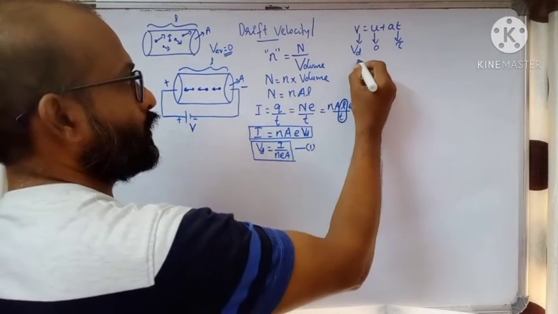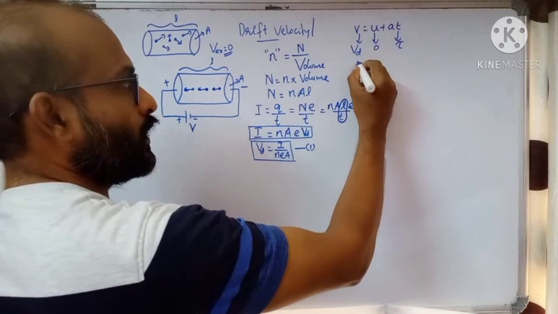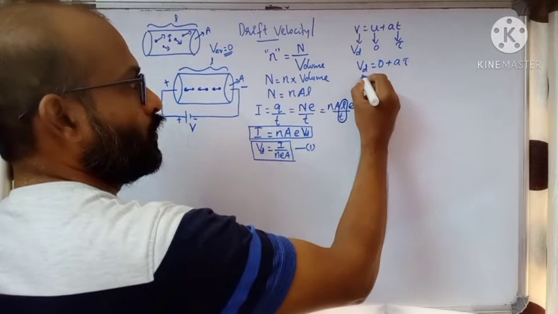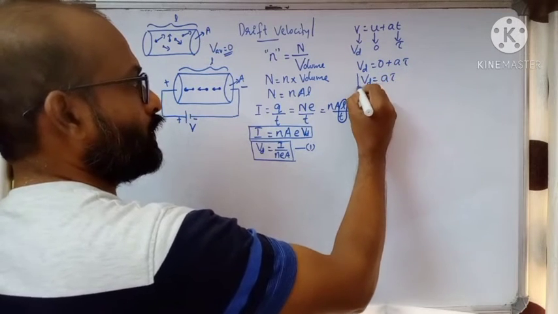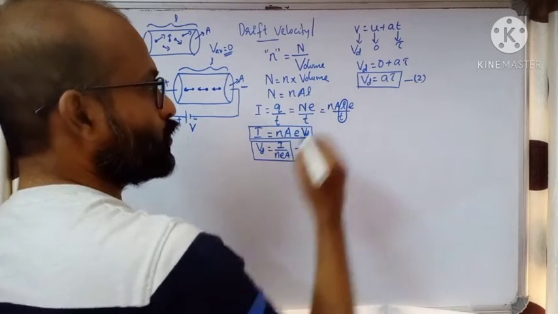Now we can write a relation. If we replace V, U and t with these terms, we have Vd is equal to 0 plus a into tau. So Vd is equal to a into tau. This is another equation for drift velocity. We can take it as equation number 2.